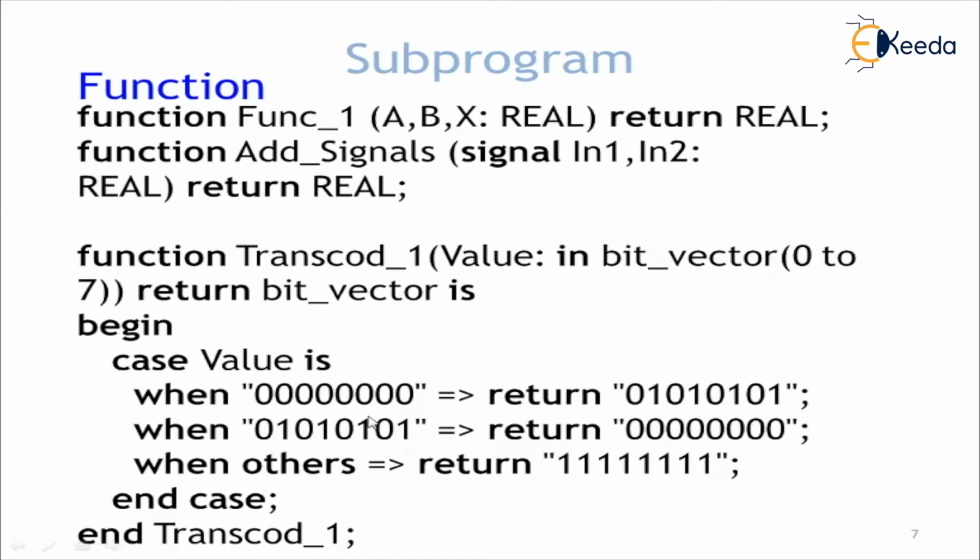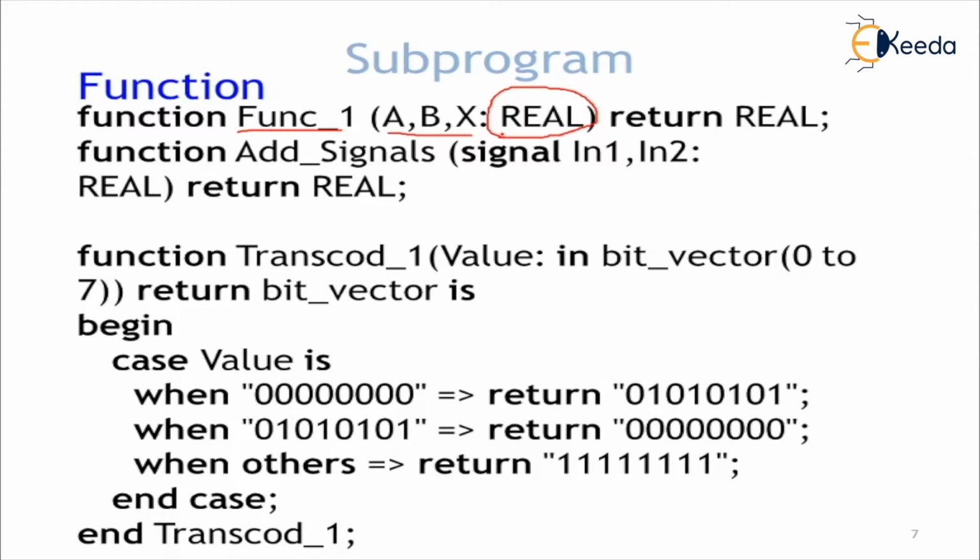We'll take one example. Here is a function with the name func_1, and its parameters are a, b, x. Here, if you see, we are not declaring the input or output direction, because whatever the parameters inside the function, they are all of type input, so there is no need to declare it.